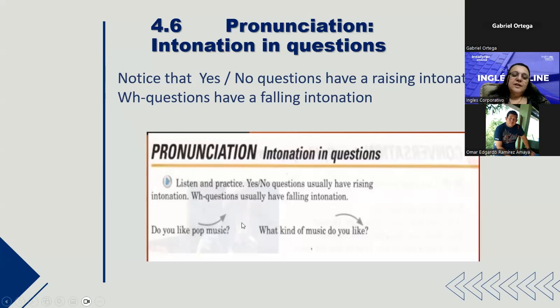Do you like pop music? What kind of music do you like? Do you like pop music? What kind of music do you like? Do it, please. Gabriel? Do you like folk music? What kind of music do you like? Uh-huh. Again? Do you like folk music? What kind of music do you like?